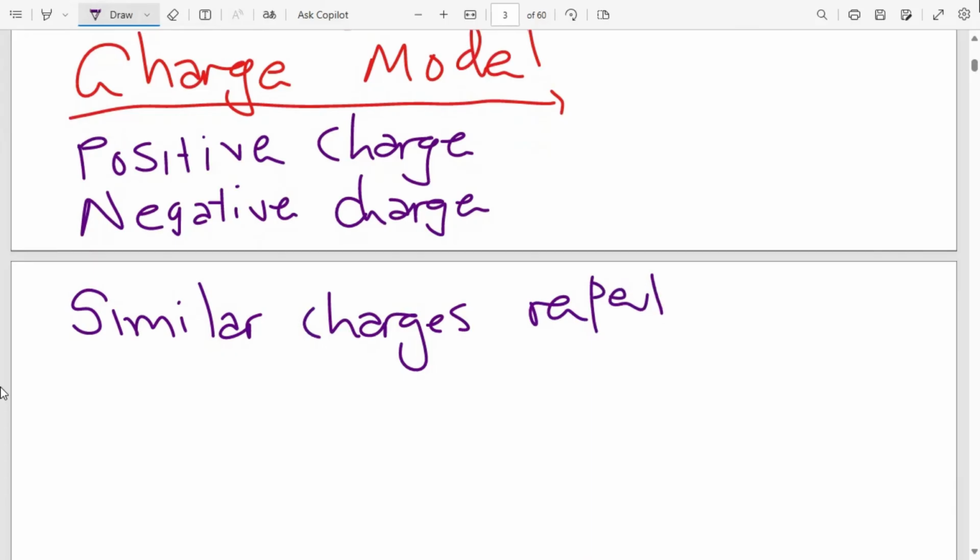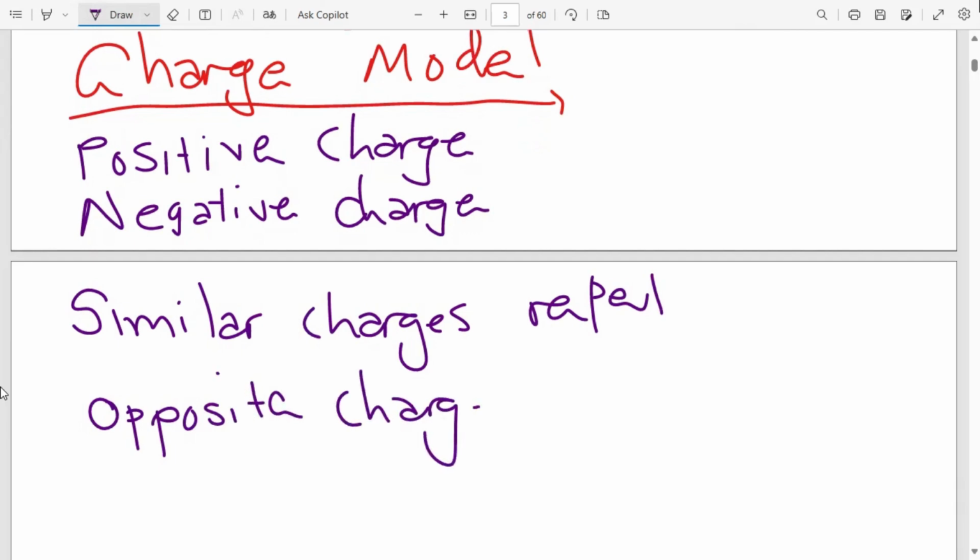Similar charges repel, whilst opposite charges attract, like that. So when you have similar charges, it doesn't matter whether those two charges are both negative or both positive, they are going to repel each other. But when the two charges are opposite, let's say you have one positive charge and one negative charge, the two opposite charges are actually going to attract each other or pull each other together.